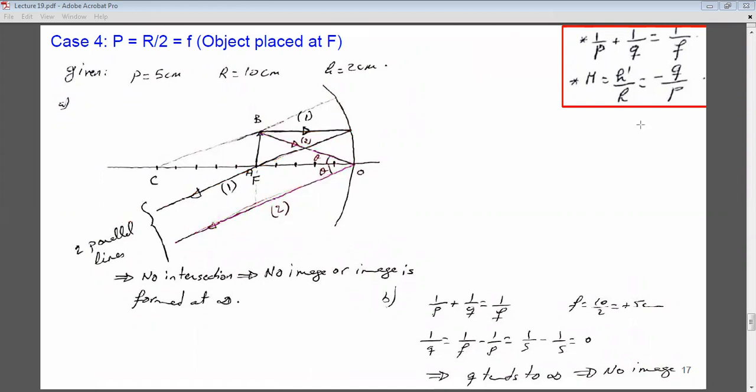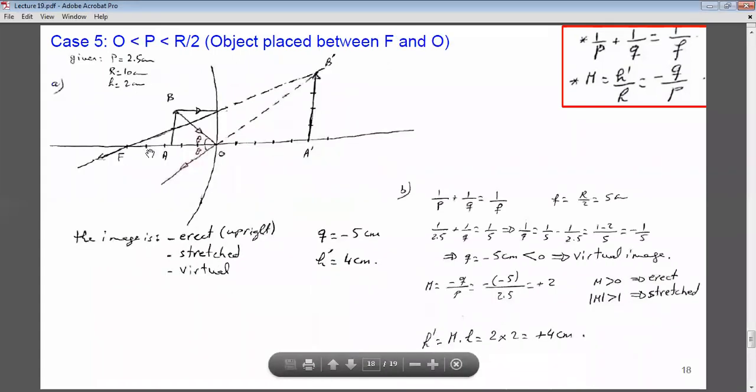And now we do the last case, case number 5, where the object is between R over 2 and 0. R over 2 is where F is, and 0. So here we will take the object at 2.5. H is 2 centimeter and R is 10 centimeter. That is, F is at 5 centimeter. Okay, now this is my object. I want to draw the image.